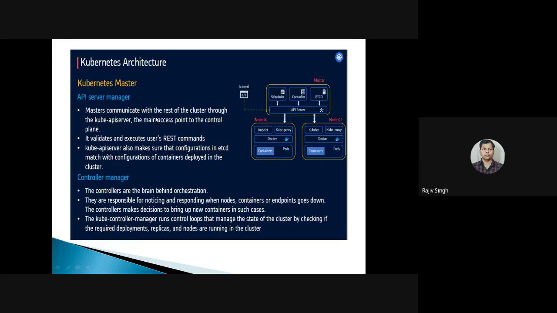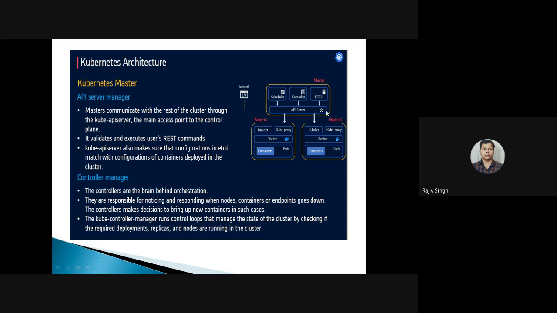In our next slide, the API server and the controller manager. The API server is basically an interface to interact between the master node and the worker node. If any information is coming from the master node towards the worker node, it will come from the API server. If a worker node wants to communicate with the master node, the request will go first to the API server, then it will be distributed further inside the master components.